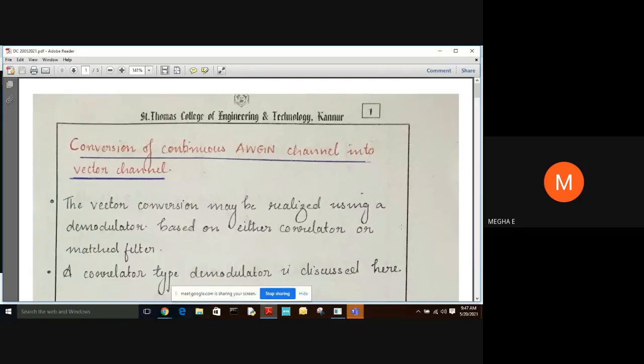Okay. So this is the conversion of a continuous additive white Gaussian noise channel into a vector channel. The vector conversion may be realized using a demodulator based on either a correlator or a matched filter.